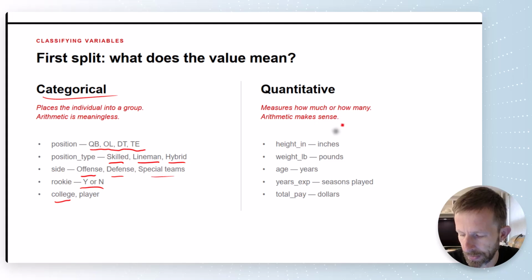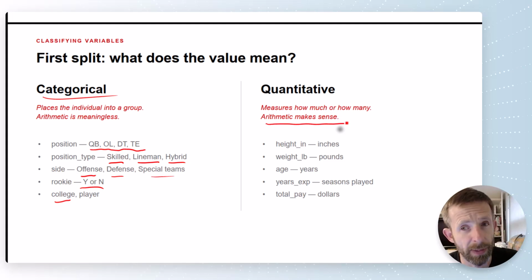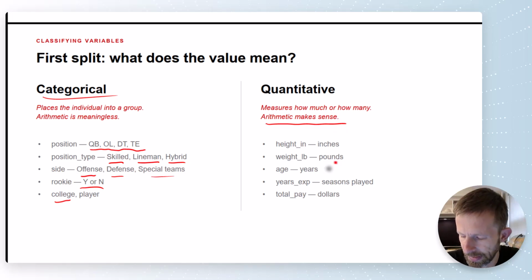Now, quantitative ones, arithmetic does make sense. So for example, height, we can get a bunch of people, different heights, and we can find the average height of a group. Same with weight, same with age, how old someone is, pretty straightforward. Years of experience, how many seasons have they played in the National Football League? Total pay, how much money they earn.